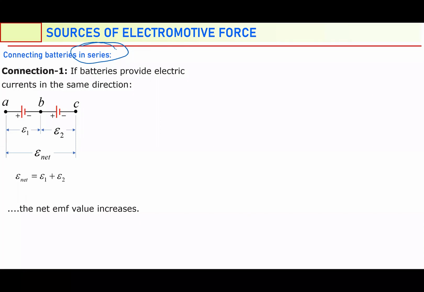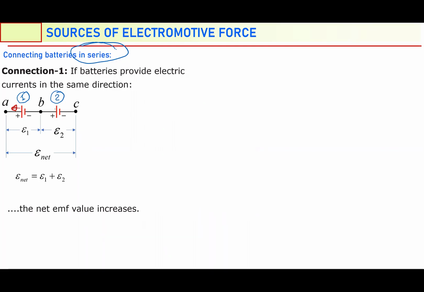So how do we connect two batteries in series? If batteries provide electric currents in the same direction, this connection is known as series connection. Now there are two batteries. The first battery is connected between A and B. The second battery is connected between B and C. Now let's look at the direction of the electric current. We learned that electric current always leaves from the positive terminal. So the first battery's electric current is to the left.